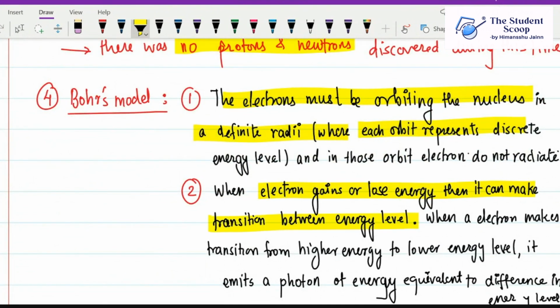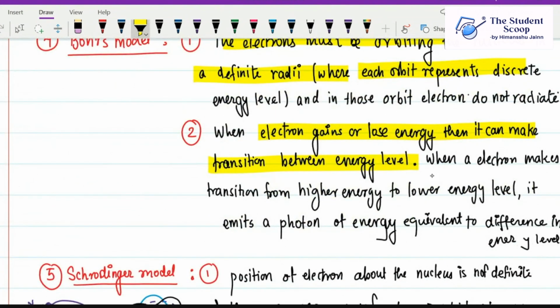Okay, so when I refer to energy level, I am trying to say that it is an orbit around a nucleus which is of a fixed radius. So when an electron makes a transition from higher to lower level, it emits a photon that has energy equivalent to the energy difference of the levels.